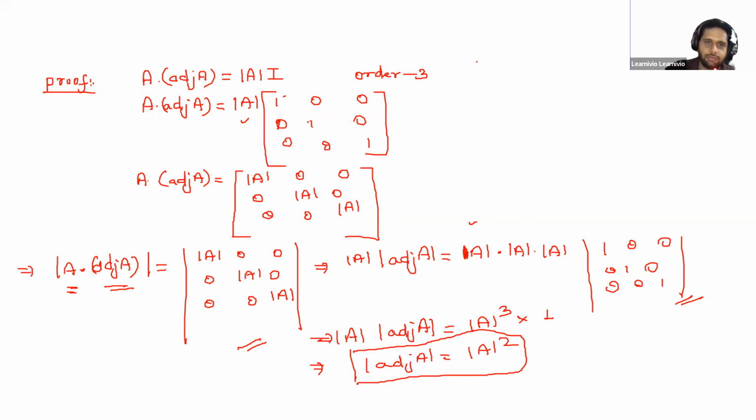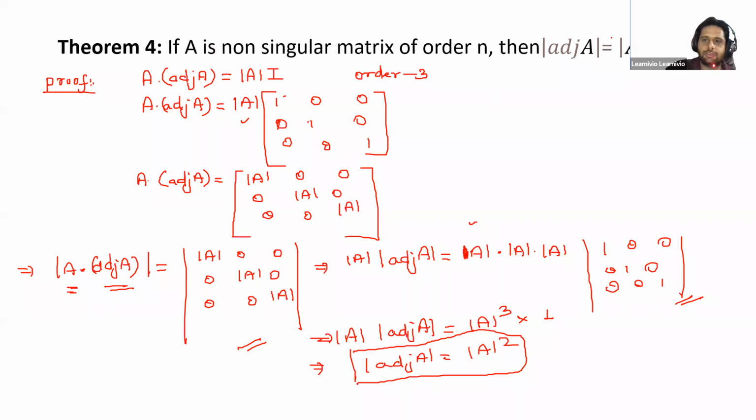If you check the theorem, determinant of adjoint of A is equal to determinant of A to the power n minus 1, where n is the order of the matrix. So in this case, we have order 3, that's why we are getting 2. So determinant of adjoint of A is always equal to determinant of A to the power n minus 1, where n is the order of the matrix. Okay. This is clear to everyone?